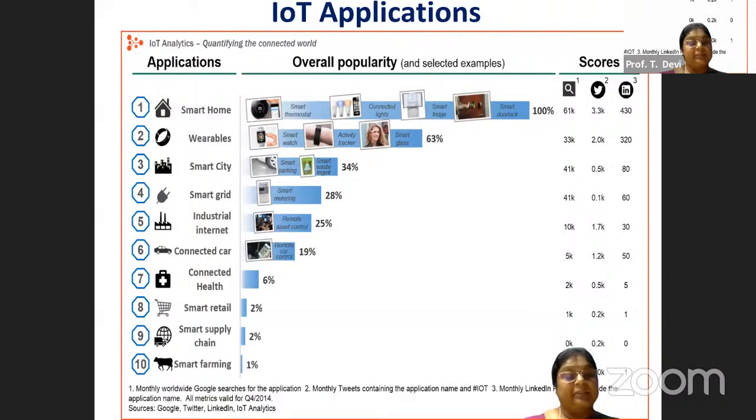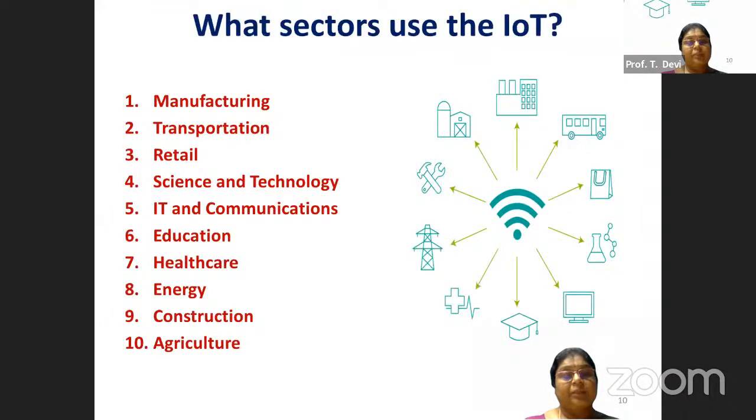And smart retail, where the online basket will decide what items you will buy for provisions in that week. Smart supply chain, smart farming, all these are possible because of IoT. So which sectors use IoT? Manufacturing, transportation, retail, science and technology, IT and communication, education, healthcare, energy, construction, agriculture. You name a sector, everywhere IoT will be useful.